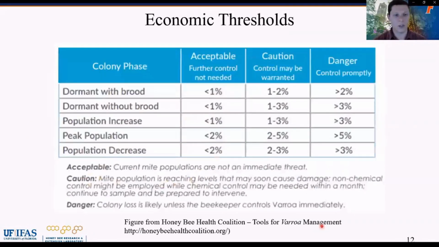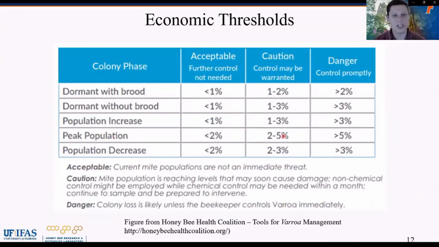And it's also important to think of the time of the year when you're thinking of monitoring. Again, this is coming from the Honeybee Health Coalition's Tools for Varroa Management Guide. This table will show you that certain colony phases are when our Varroa populations might be more dangerous. So for instance, when we're dormant without brood, you tend to see a higher Varroa population. That's because there's nowhere for the Varroa to hide. They're on the bodies of the bees. And so usually you can get away with having a little bit of a higher mite load.